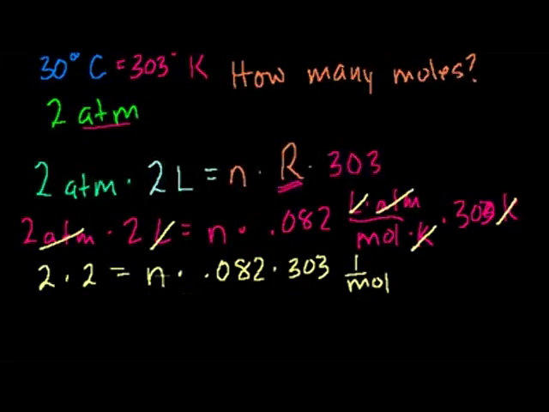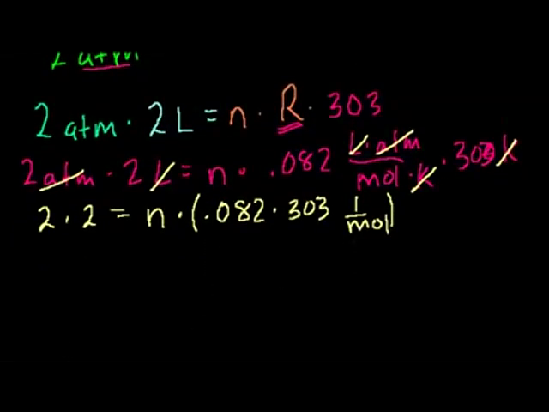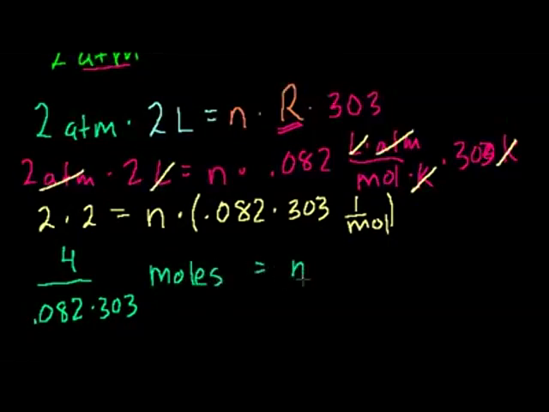So to solve for N, or the number of moles, what we do is we divide both sides of this equation by all of this stuff, right? So we get 2 times 2 is 4, 4 divided by 0.082 divided by 303. I'm just taking this and putting it on the left-hand side, dividing both sides by it. And when you divide by a 1 over mole, that's the same thing as multiplying by a mole. So moles is equal to N. So it's good. The units all worked out. We're getting N in terms of moles.